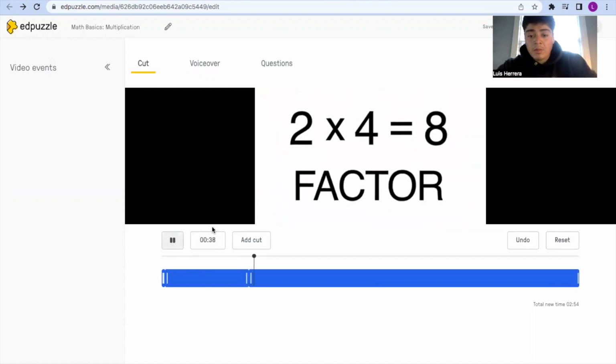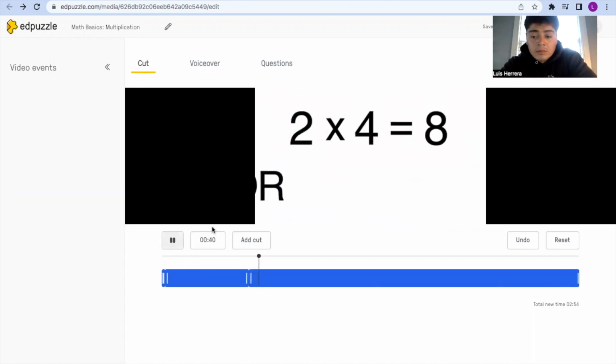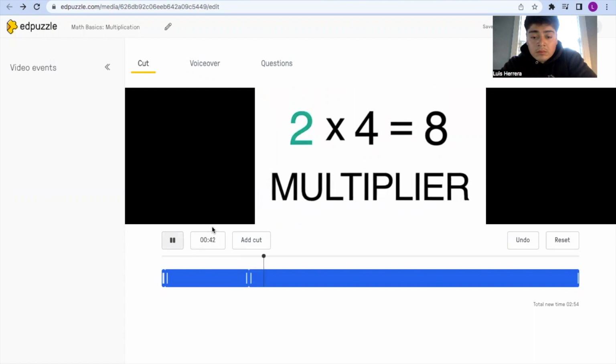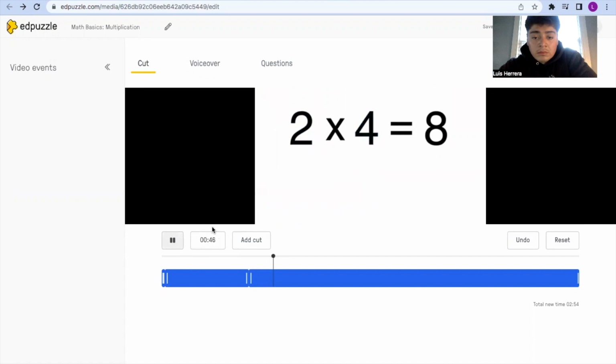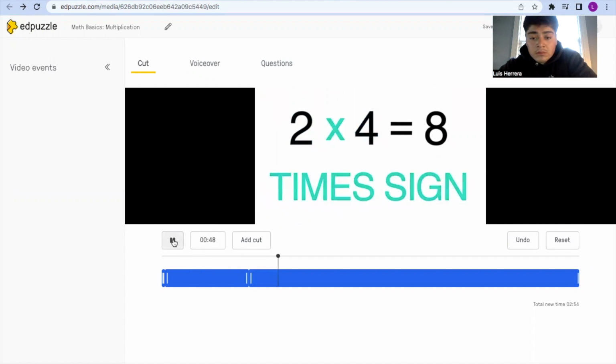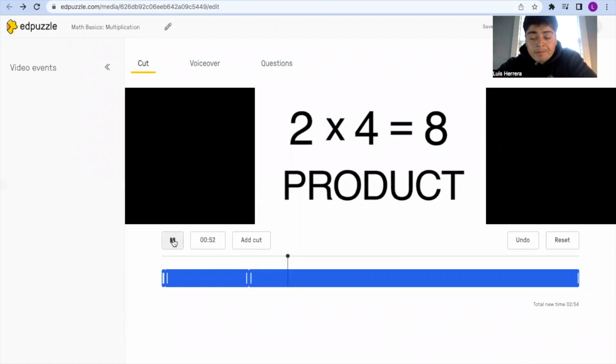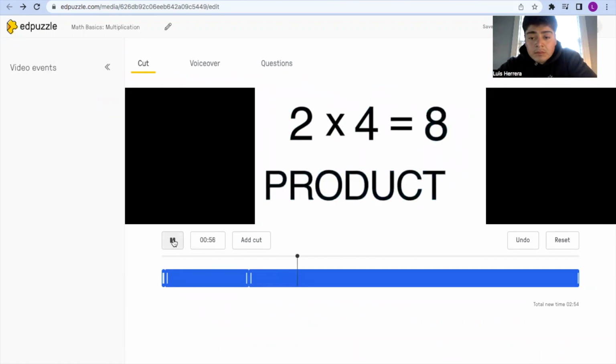The number being multiplied is the factor. The number you will multiply the factor by is the multiplier. You can tell because it's after the multiplication symbol or times sign, which means multiplied by. The number you get when you multiply the factor and the multiplier together is the product.